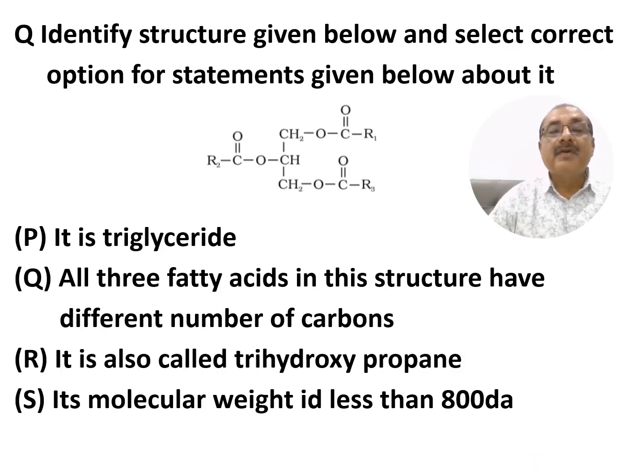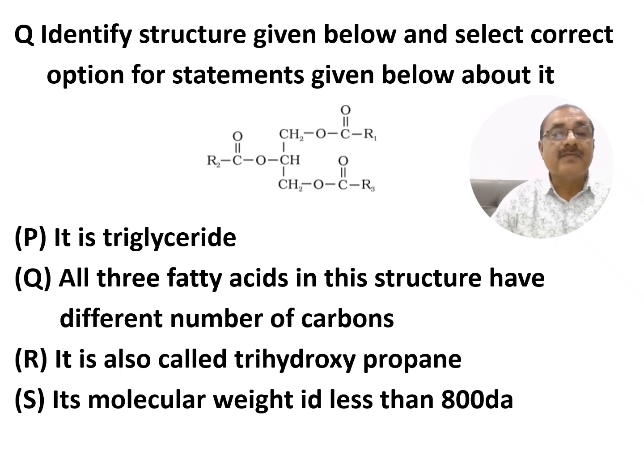Identify the structure given below and select the correct option for the statements given below about it. Now this structure is a triglyceride. Let us see P. It is a triglyceride. Yes, it is a triglyceride. Q: All 3 fatty acids in this structure have different numbers of carbons. R: It is also called trihydroxypropane. S: Its molecular weight is less than 800 Dalton.